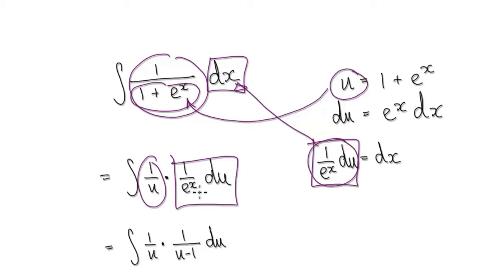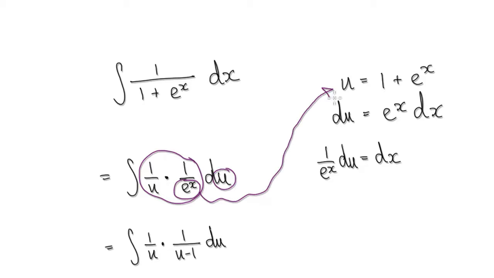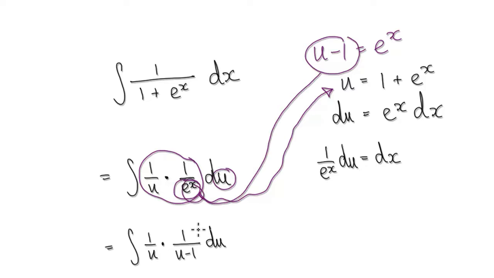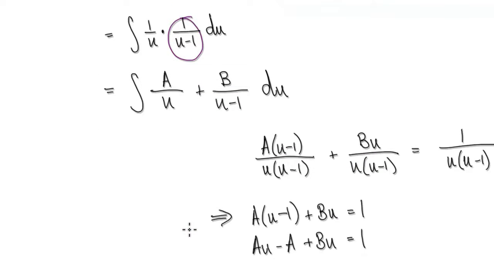So now we need to work in terms of u, because we're integrating with respect to u. We don't want this x here, so we need to replace this thing here. So go back to the original substitution and make e to the power of x the subject. So u minus 1 equals e to the power of x. So now we can put this into here. That will then give us this thing here. So now everything is in terms of u.